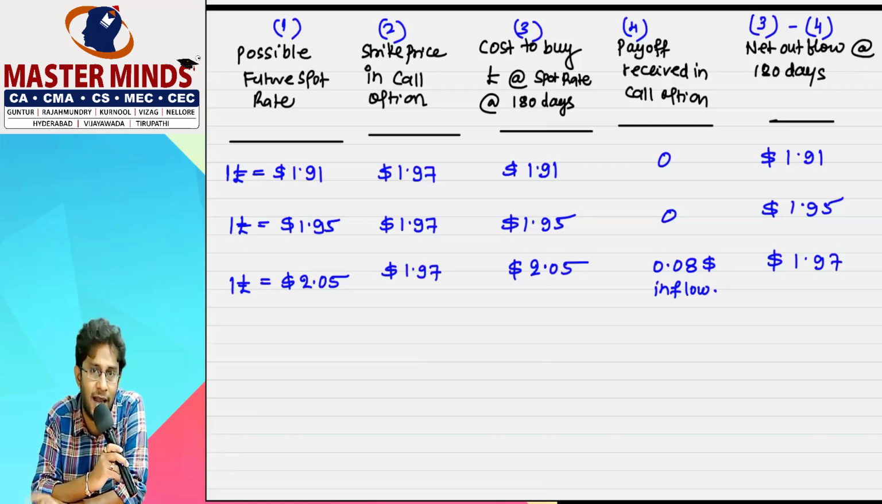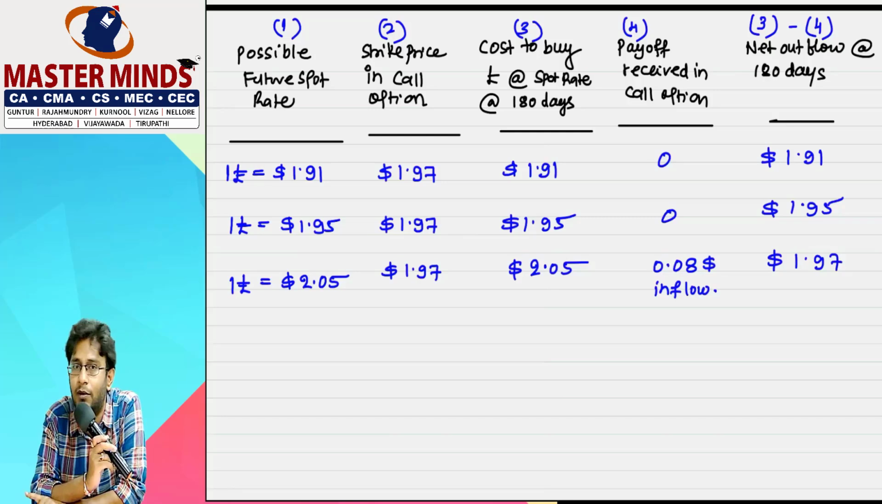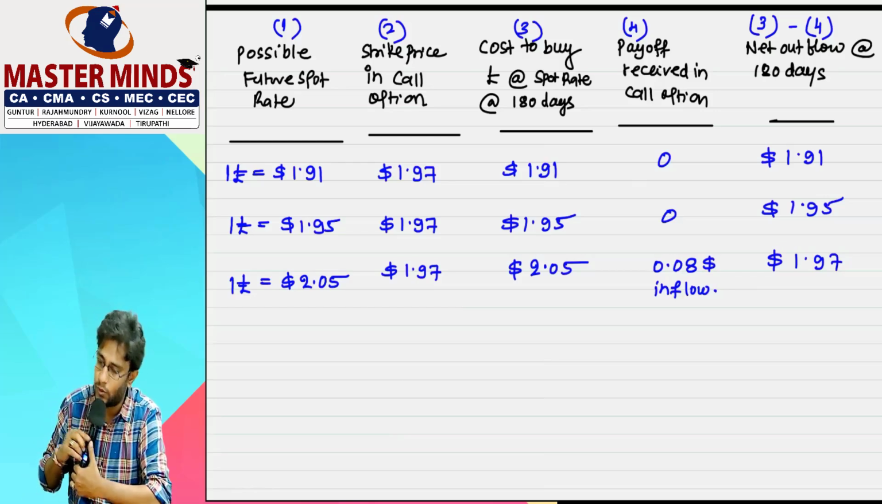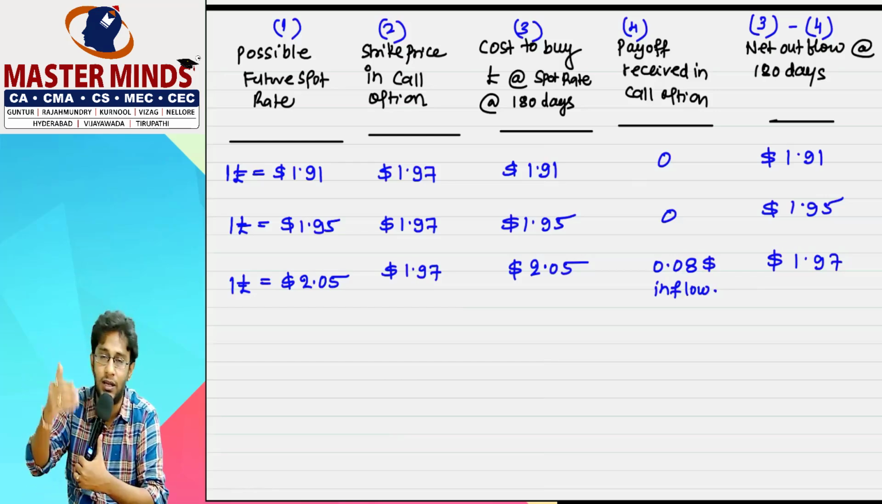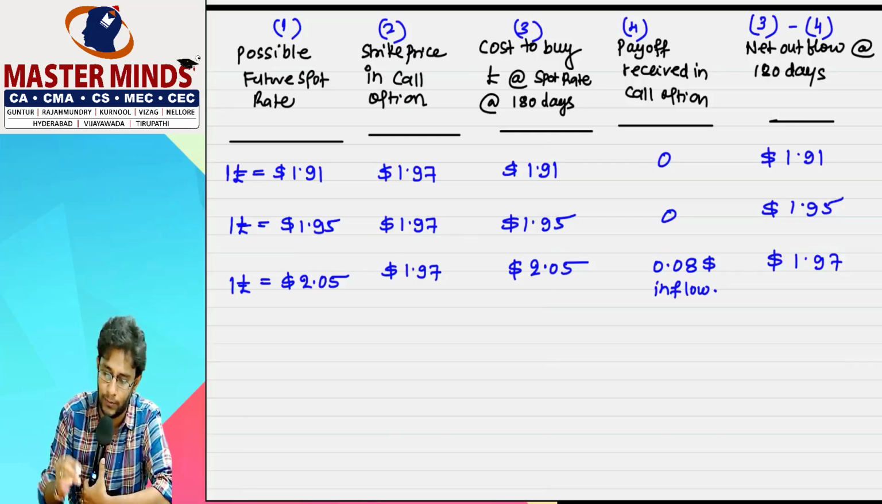When the option lapses, your outflow will be equal to your spot rate. So that's all. Either the spot rate will be your final answer or the strike price will be your final answer. You will not have a third case, only these 2 cases. Now 3 probabilities are there. Now you have to bring in the probabilities.